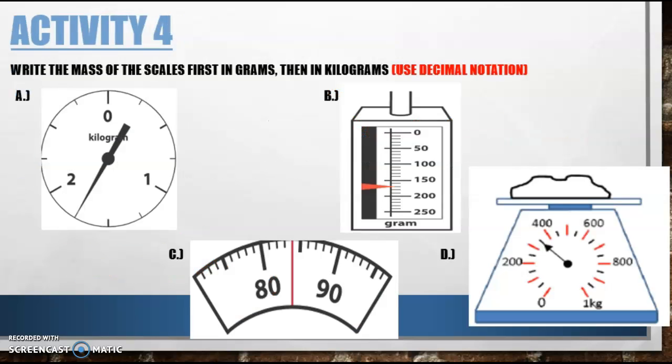Let's move on to activity 4. You need to write the mass of the scales. You're first going to write the mass in grams, then in kilograms. And you need to use decimal notation. Please do not use fractions. Please pause the video, press play when you are finished.